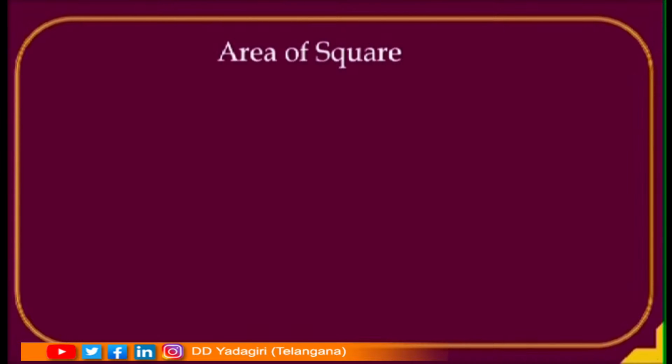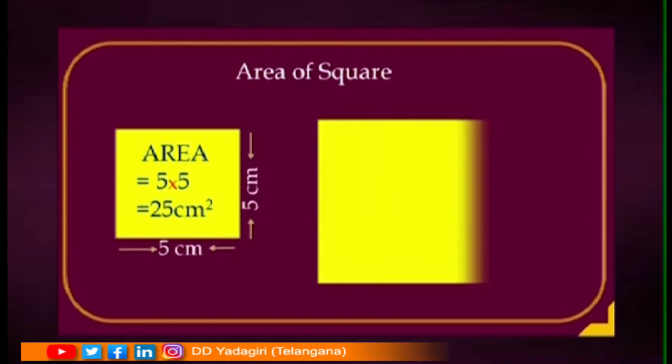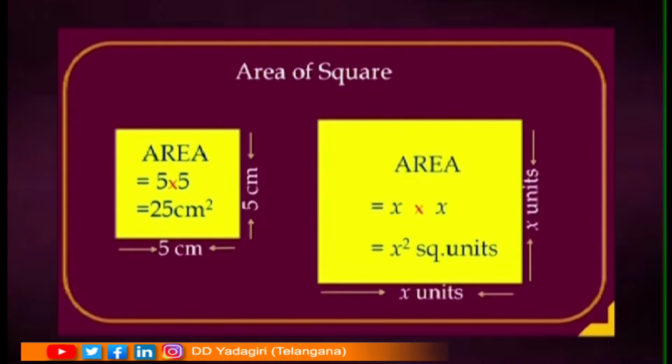You want to find the area of the square. The area of the square is given as side into side. If the side is 5 centimeters, the area is 5 into 5, which is 25 centimeters square. Now, if you don't know the side, and the side is x units, then the area of the square is x into x, which is x square. So here x is a variable and x square is an algebraic expression.